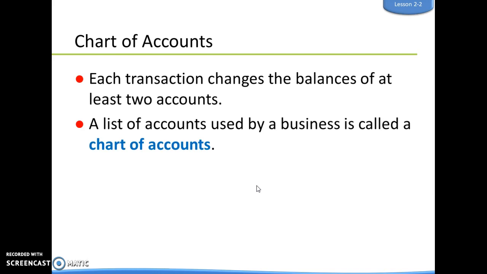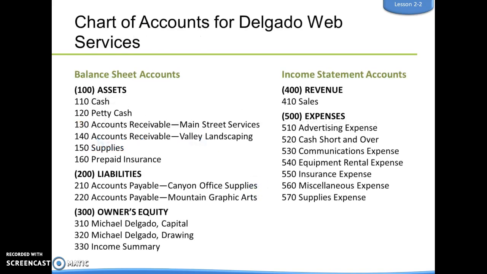We will be looking at a chart of accounts, which is a list of accounts used by a business. Each transaction changes the balances of at least 2 accounts. Always 2 accounts. Could be more, but you always have at least 2. This is looking at the chart of accounts for Delgado Web Services, which is the business in the book. And you can see that it's categorized by assets, liabilities, owner's equity, revenue, and expenses. And they all are given certain numbers.